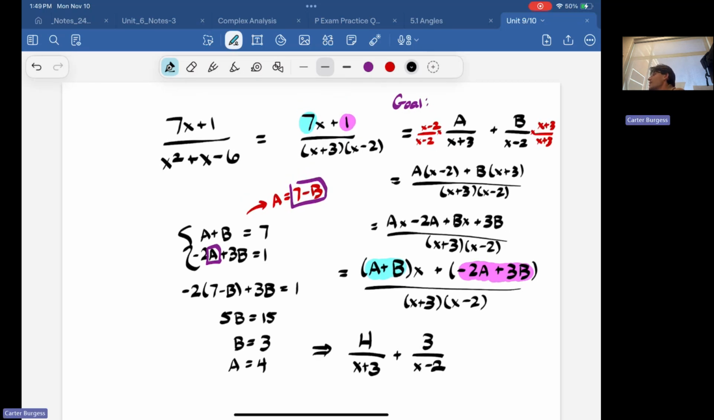Questions with our first example here? Good question. No, it doesn't matter. If we had started out with a over x minus 2 and b over x plus 3, we would have gotten that a was 3 and b was 4, which gives us the same decomposition. So no, we don't have to be particularly careful about order here.